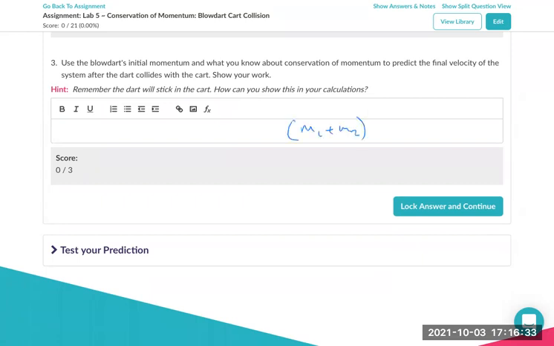M1 plus M2 times V final equals M1 times V1 initial. That means you are given M1, you are given M2, and right now you're going to calculate V initial, or you're going to calculate this quantity altogether. Part 2 over here is asking you to calculate initial velocity, and then use that to find the initial momentum of the blow dart. And from here, all you have to do is just divide both sides by V final.